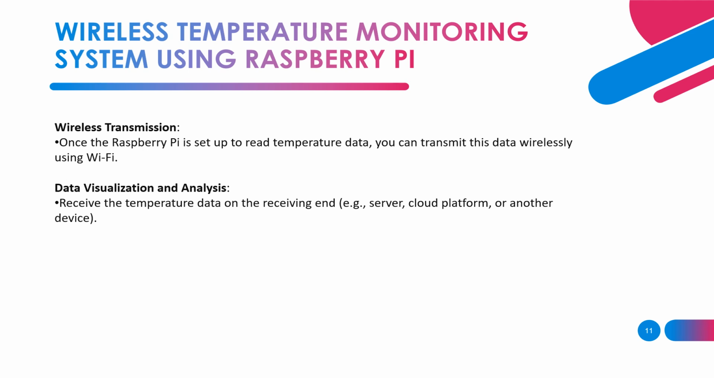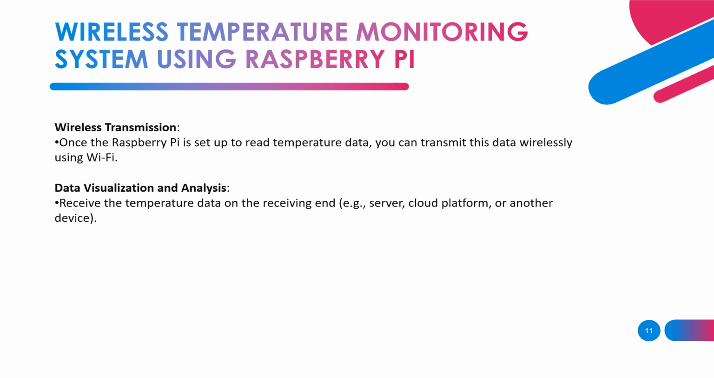Data visualization and analysis. Receive the temperature data on the receiving end, for example a server, cloud platform or another device. Visualize and analyze the temperature data using tools like Kibana or a custom-built dashboard. Set up alerts or notifications to be triggered when temperature readings exceed a predefined threshold. Monitoring and maintenance. Continuously monitor temperature readings to ensure that environmental conditions are within acceptable ranges. Perform regular maintenance and calibration of sensors if necessary. Use historical temperature data for trend analysis and predictive maintenance.